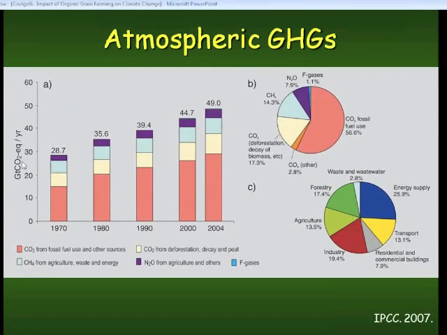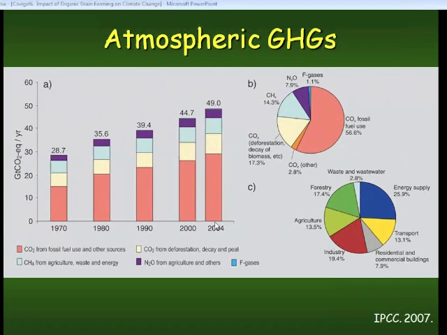If you look on the y-axis here, this is gigatons of CO2 equivalents per year. So these CO2 equivalents allow you to put everything on the same axis. And there's a couple of things to see on this graph. One is that from 1970 to 2004, for example, the amount of greenhouse gases we're putting into the atmosphere is increasing.